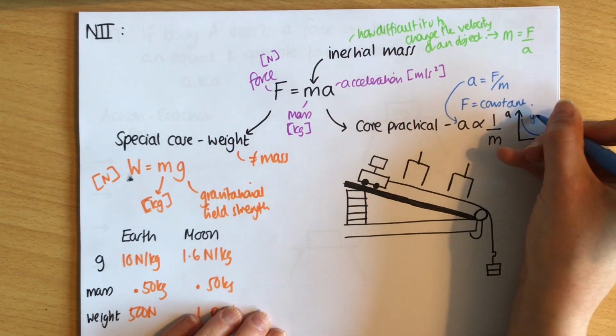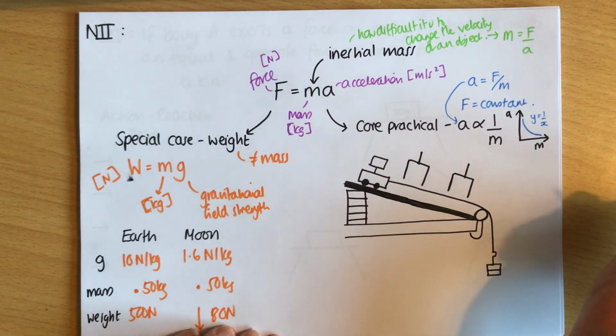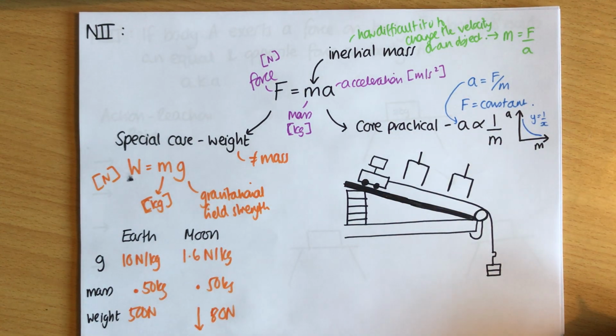Have a think about what y equals 1 over x looks like as a graph in maths. And you might need to prove that using an experiment. And this is the standard setup for that experiment.